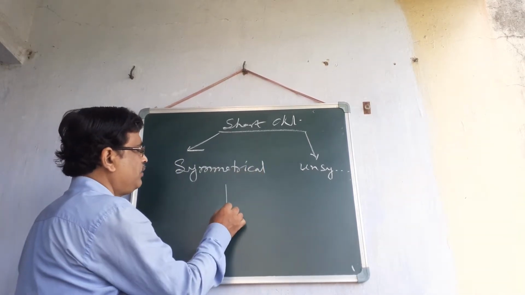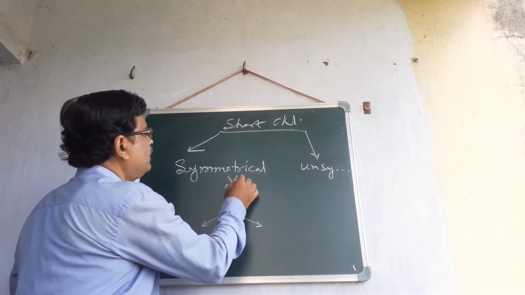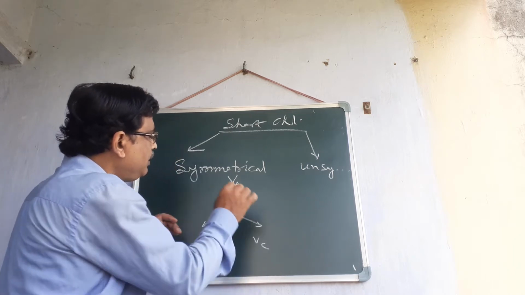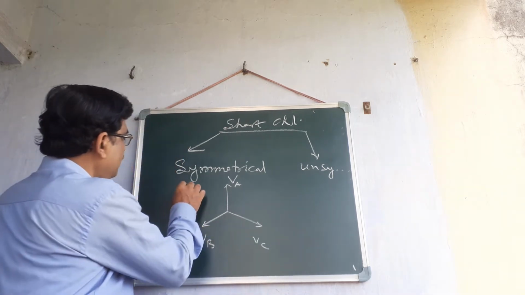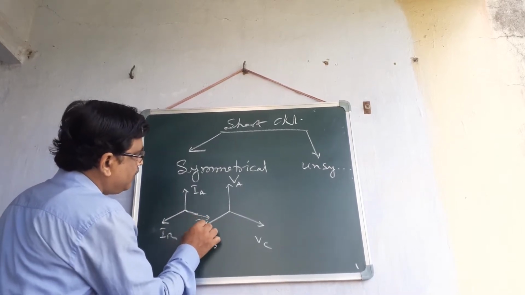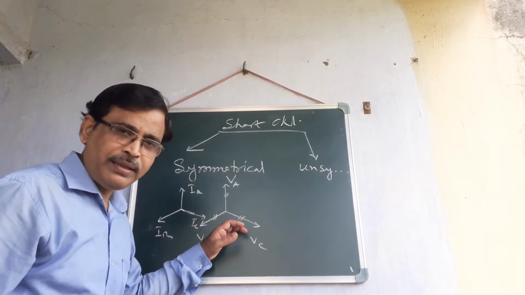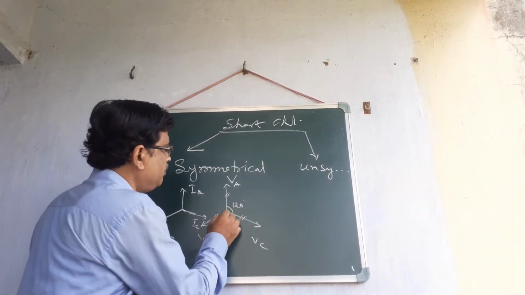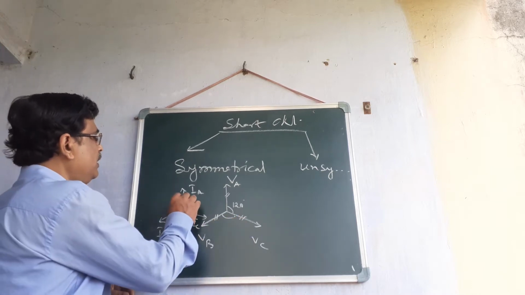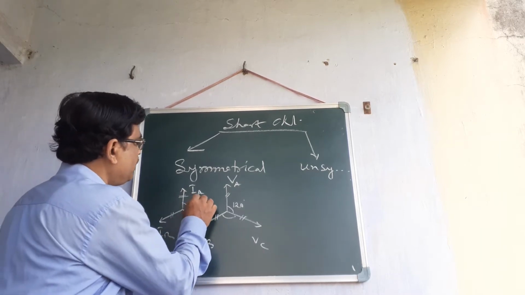What is symmetrical? Symmetrical means if it is a symmetric voltage, then all the three voltages, suppose VA, VB and VC, or currents IA, IB and IC, the magnitude of each phase voltage will remain the same, and their angle will be 120 degrees. That means each phase voltage magnitude is equal and they are displaced by 120 degrees. Similarly, the current magnitudes of each phase IA, IB and IC are all equal and they are displaced by 120 degrees.